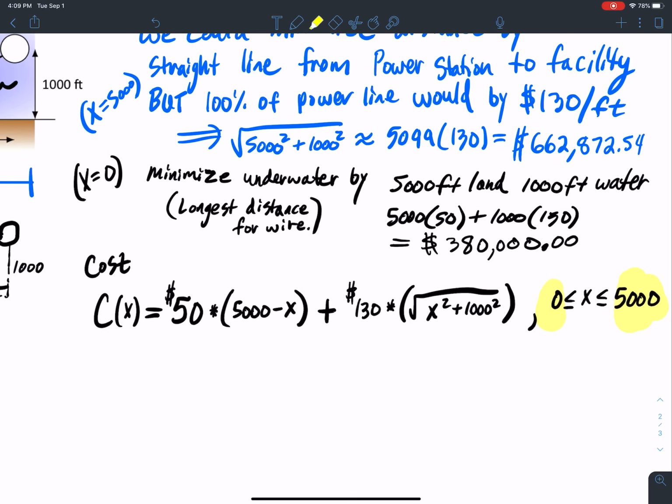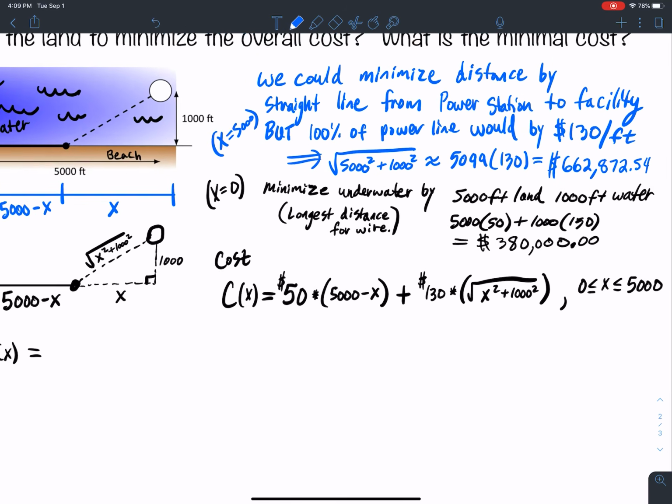So the absolute max or min, the absolute minimum, could be an extreme value. What we've found so far is that if I plug in 0, I get 380,000. If I plug in 5,000, I get 662,000. So before I do any other math, I know that this number is not going to work because this number is lower. I'm looking for that minimum cost.